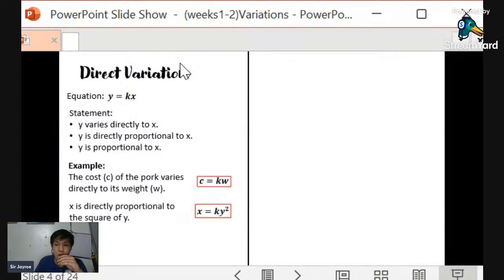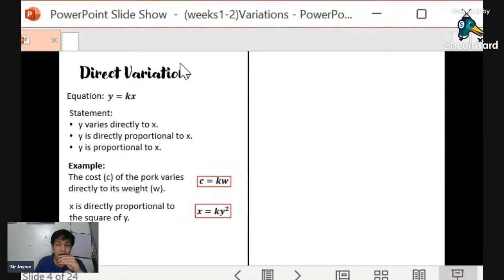Ngayon, so mali po yung mga nagsagot ng y is equal to kx. Porket nakita ng x at y, yun na agad. Kasi yun yung una kong example, no? So mali. Paano ba natin malalaman na ang mauuna ay x at ang kasunod ay y? Or the other way around?